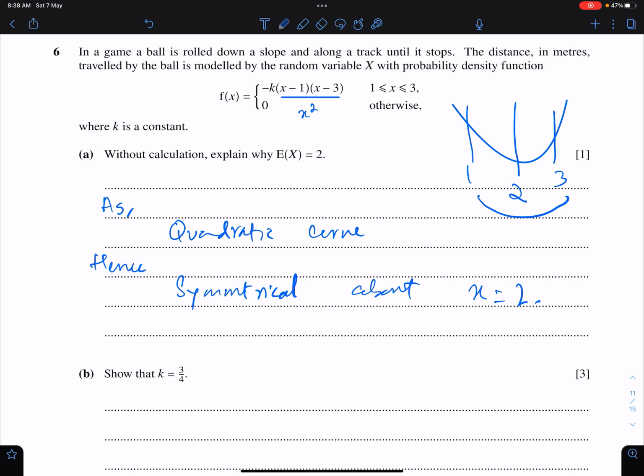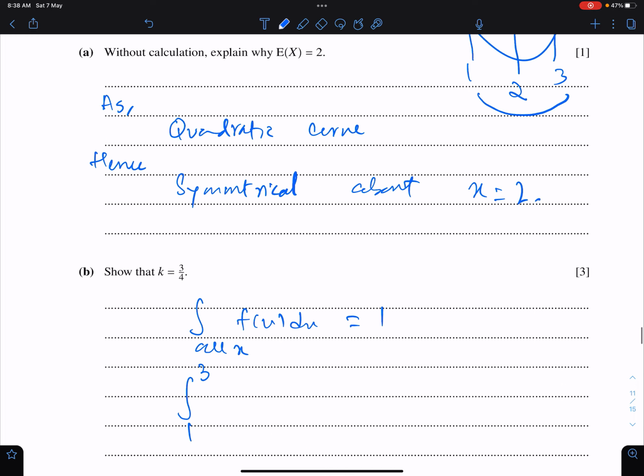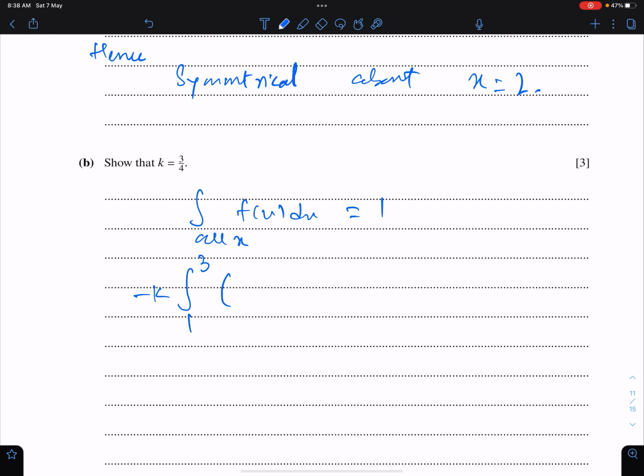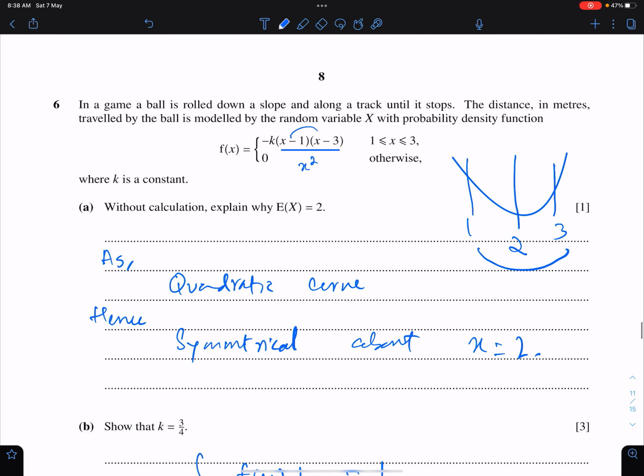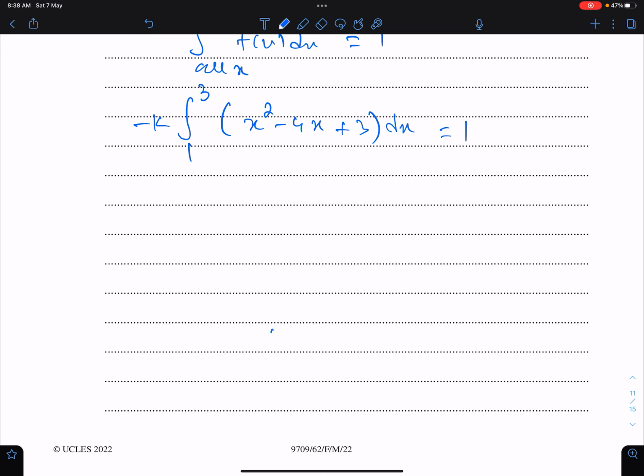Show that k is 3 upon 4. This is very simple. For this, use the formula integral over all x of f(x) dx is 1. This is 1 and this is 3, minus k, and the simplified form of this function is x squared minus 4x plus 3. This integration is very simple, so I'm leaving it for you. You can do this yourself. Therefore, k is 3 upon 4.